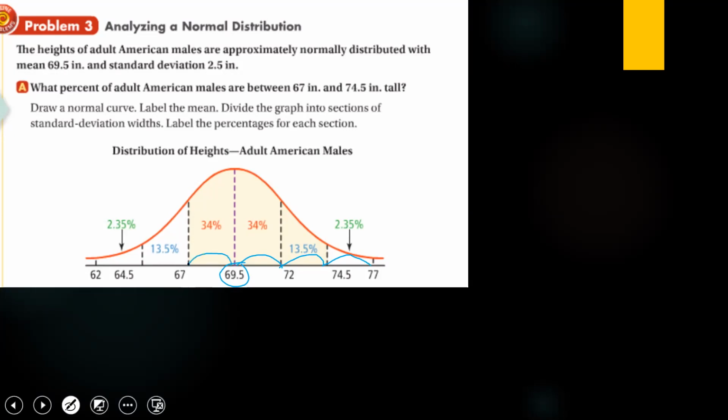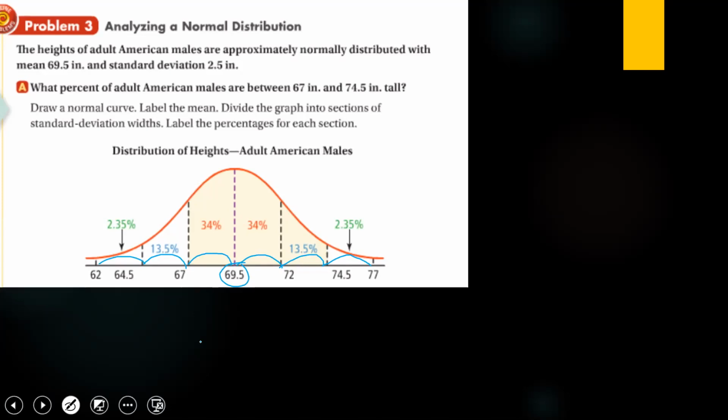And 69.5 minus 2.5 is 67. 67 minus 2.5 is 64.5. And 64.5 minus 2.5 is 62. You draw it. You draw the normal curve. You now represent the data or the percent under the curve.